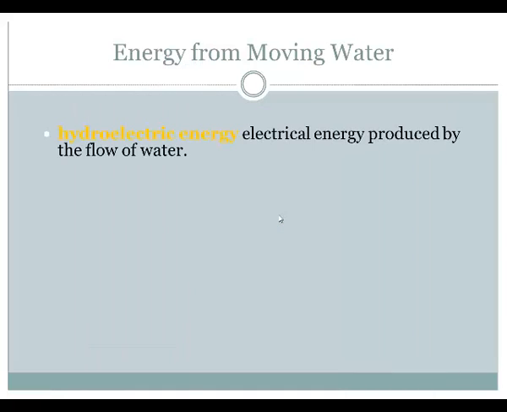Hydroelectric energy. Hydroelectric energy is electrical energy that is produced through the moving of water. So rivers and streams flow. For a very long time, we actually used the energy of streams and rivers to produce different things.